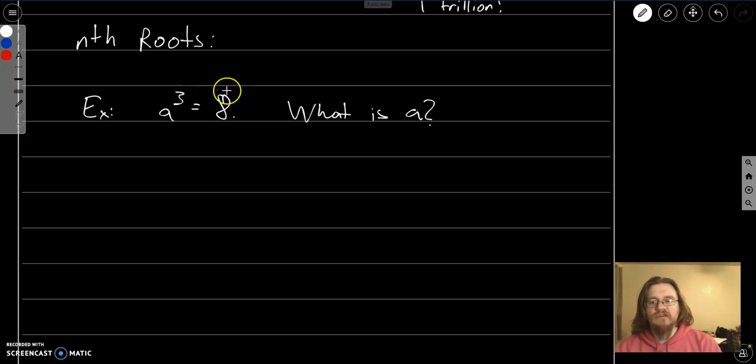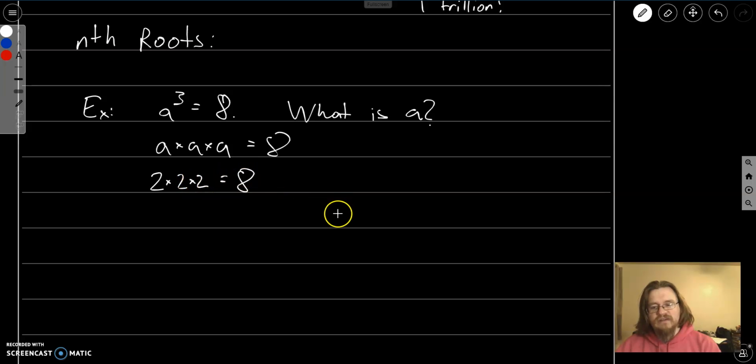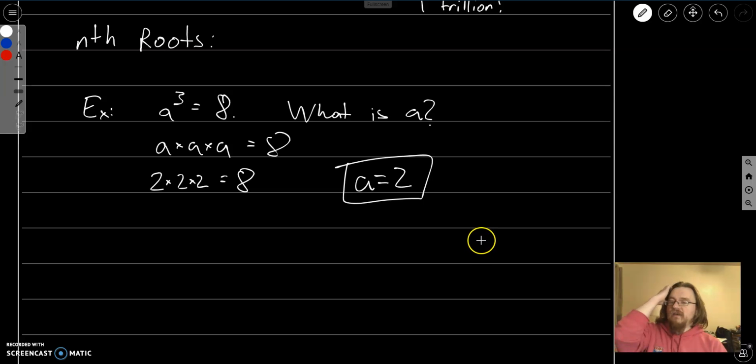So here I have an equation. A to the 3rd power is equal to 8. My question is, what is A? A to the 3rd power is equal to 8. That means that if I take A times A times A, I'm going to get 8. And when I look at this, if I think about this carefully, I can see that if I happen to take 2 times 2 times 2, well, that's 8. And it turns out that there's only one solution to this. A is just equal to 2.